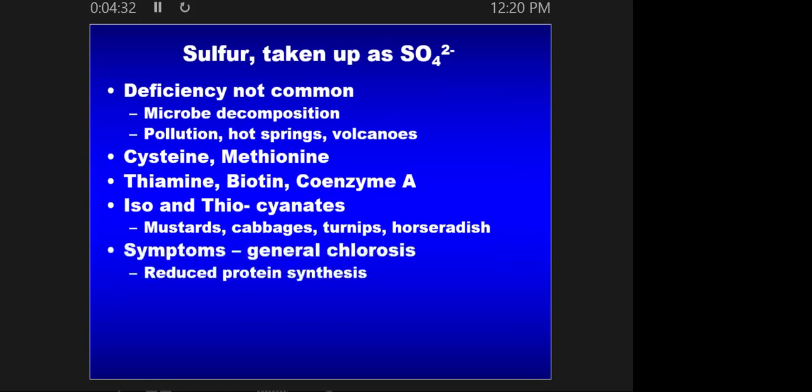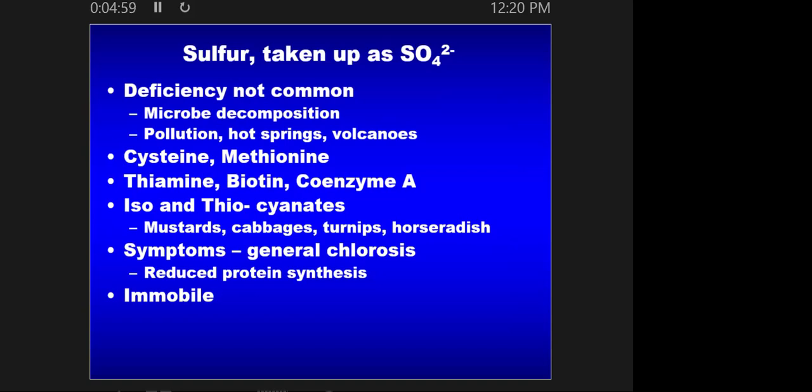You tend to see general chlorosis, and because cysteine and methionine are very important amino acids that get put into a lot of proteins, if you have a deficiency in sulfur, you tend to see protein synthesis crashing. Once it gets taken up by the plant, it is immobile. So younger growth will suffer if there's a deficiency, and you'll see symptoms in the young growth first. That's the area to look for.